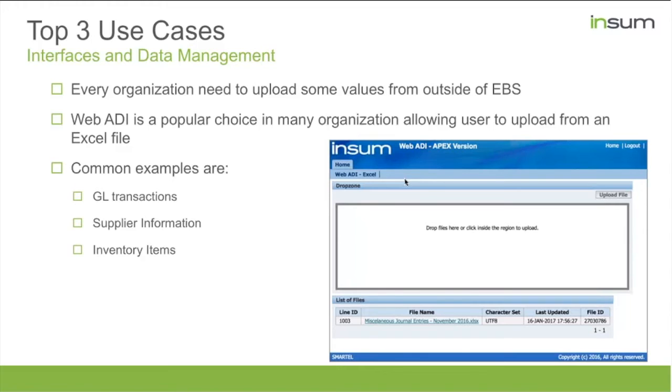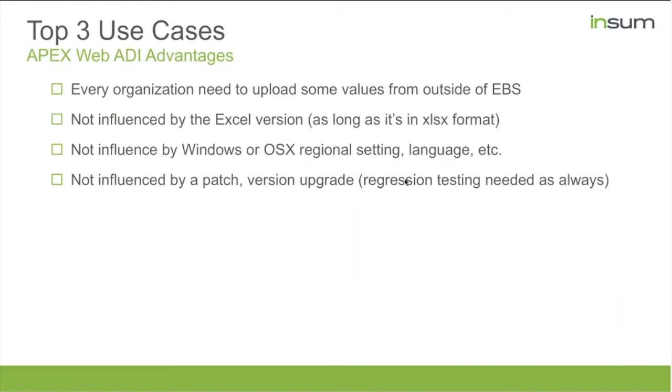But the best one is WebEDI. WebEDI, because it's easy for users to type in their information, upload it into EBS, it's a popular choice. Unfortunately, it has some drawbacks. And it's used for so many things, like GL transaction, supplier information, inventory levels or items, and many, many others, HR as well. With WebEDI, you try to facilitate a business process for the users, but often you have issues with Excel, not the right version, and so on and so forth. And what APEX would allow you to do is distance yourself from the version of Excel or whatnot.